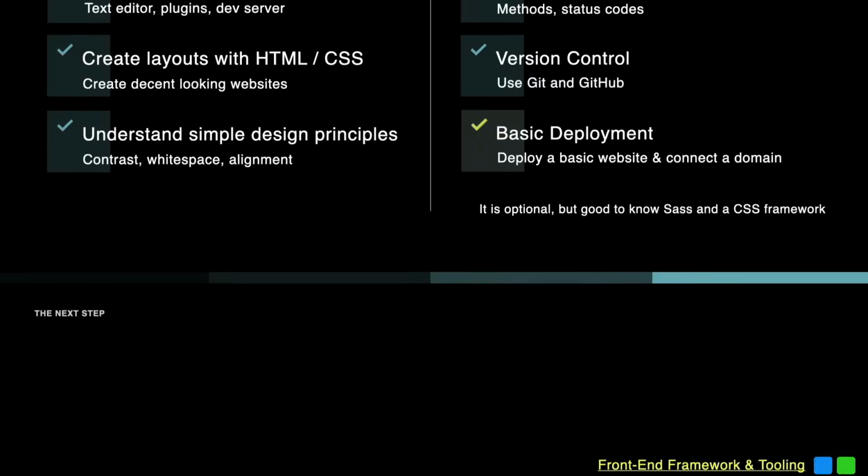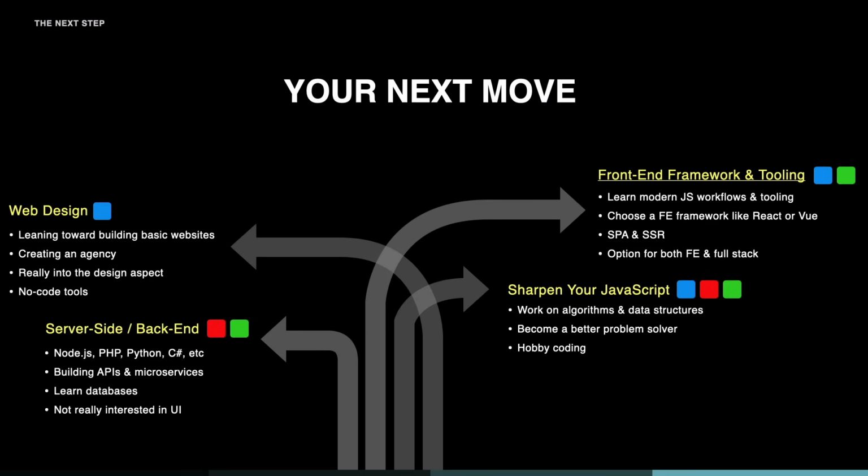So now that you have some foundational front-end skills, you need to choose your next path. These are the main options that I came up with. And of course, they do blend into each other, but I tried to create a few separate categories based on what you'll be doing. I also put the colors for which type of developer would take that route.